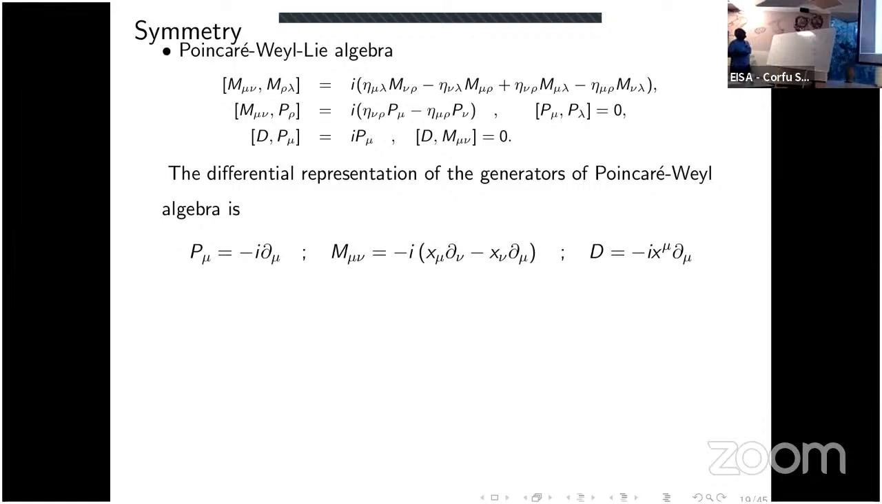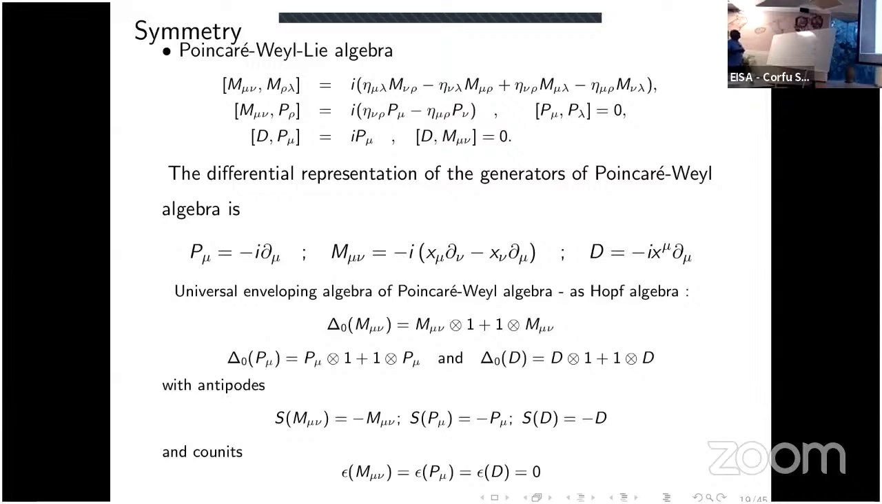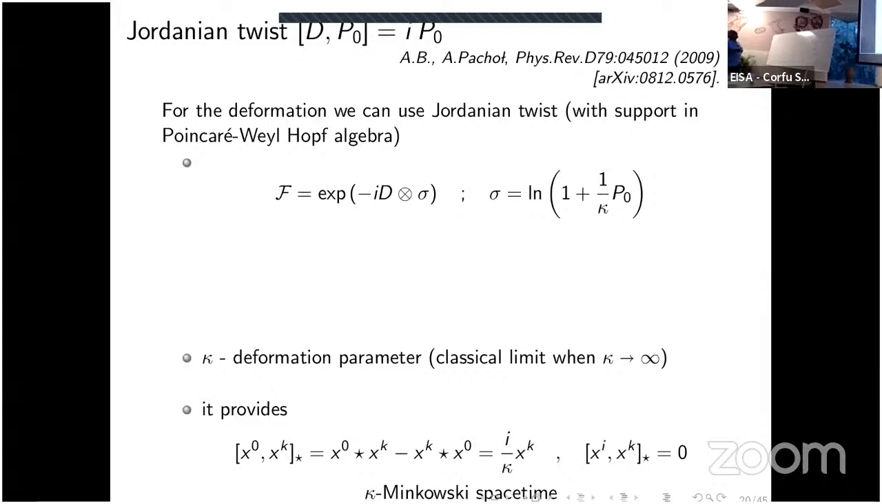And then we need to act on functions. We need a vector field realization of this Lie algebra, which is a very standard one. We need to choose some twist to deform this Lie algebra, and then we choose the so-called Jordanian twist. Jordanian twist is built up on two generators, which satisfy a very simple Lie algebra relation.